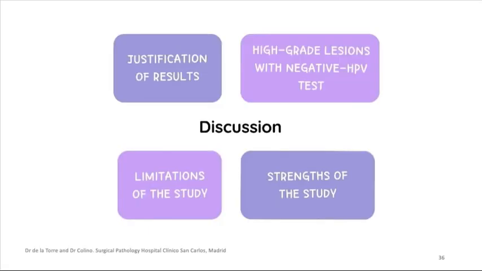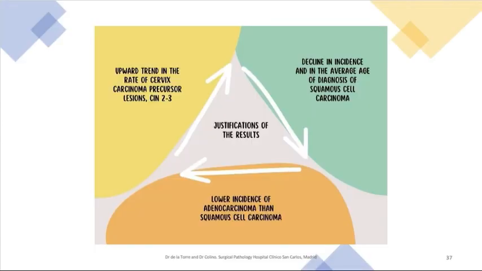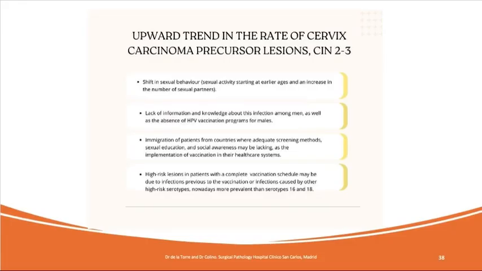Now, I will proceed to justify the results we obtained, discuss high-grade lesions unrelated to HPV, and comment on the strengths and limitations of our study. With regard to the analysis of the data we have obtained, this slide summarizes the results that my colleagues discussed earlier. In our study, there's a recent upward trend in uterine cervix carcinoma precursor lesions, SIN2 and 3, contrary to the expected vaccine negative trend.